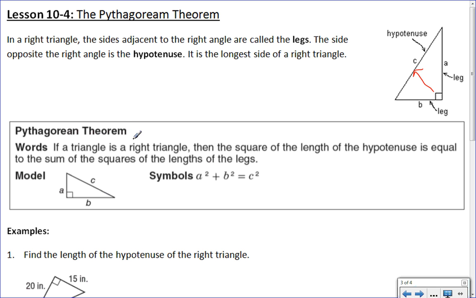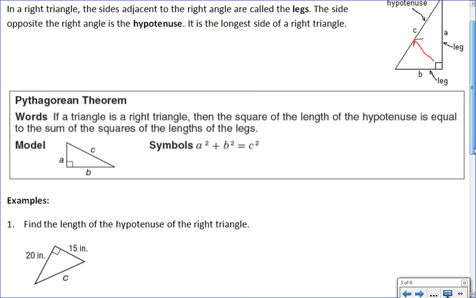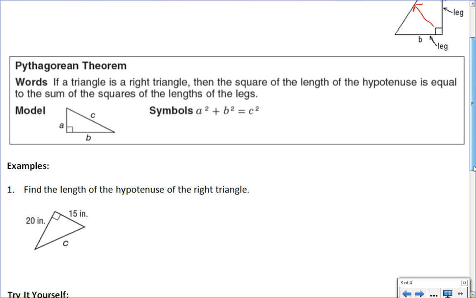In words, the Pythagorean theorem says if a triangle is a right triangle, then the square of the length of the hypotenuse is equal to the sum of the squares of the lengths of the legs. Which sounds very confusing, but in symbols, that just says that a squared plus b squared is equal to c squared. So if I square the two legs and add them together, it's equal to what you get when you square the hypotenuse. And we use this to find missing side lengths in right triangles.